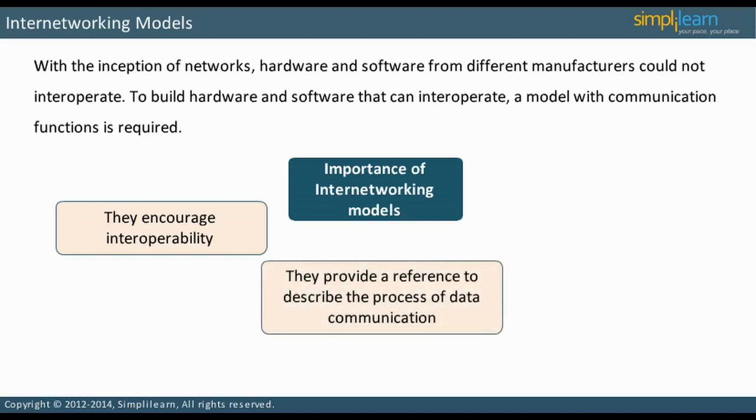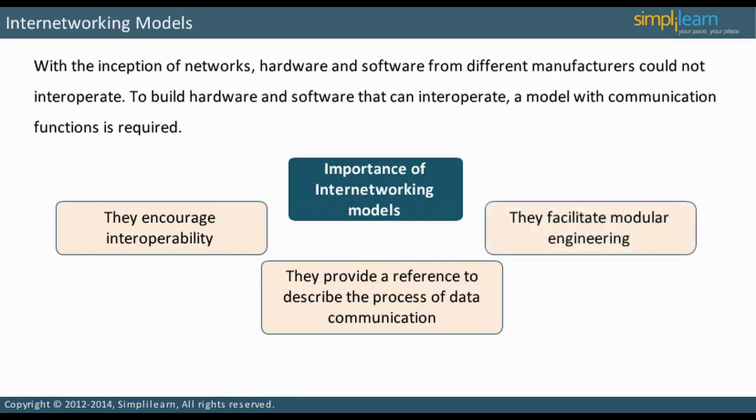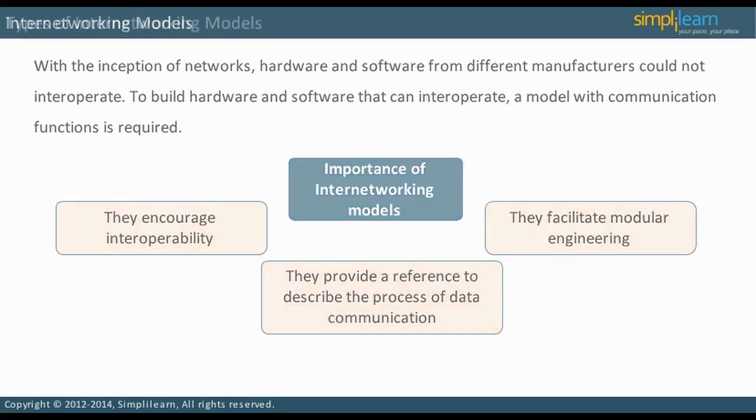Secondly, models provide a reference to describe the process of data communication. In networking, these models are used all the time. Using model terminology becomes a shorthand way of expressing data communication concepts. Thirdly, models facilitate modular engineering. One vendor can write software that implements higher layers, for example, a web browser, and another vendor can write software that implements the lower layers. The copper cables used to transmit data are standardized so that they can be used by any switch, router, or PC. In the next slide, we will discuss the types of internetworking models.